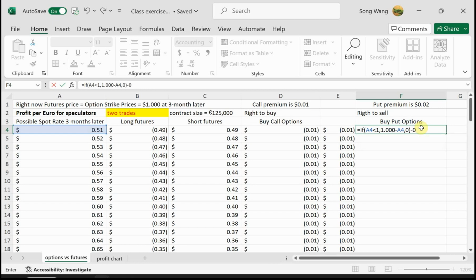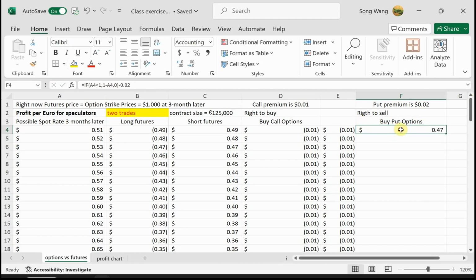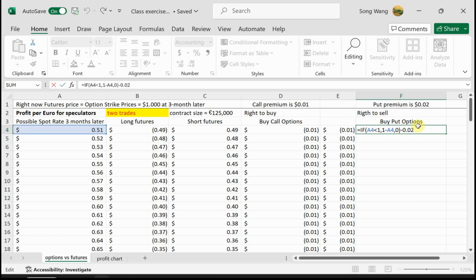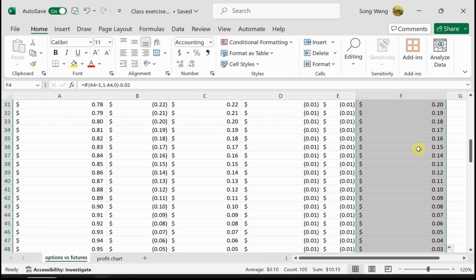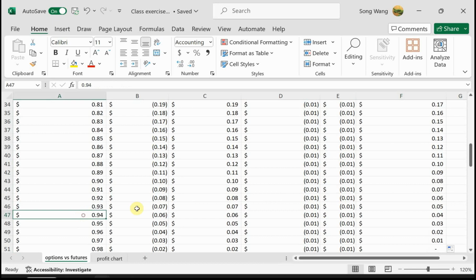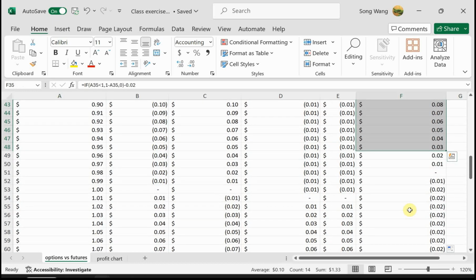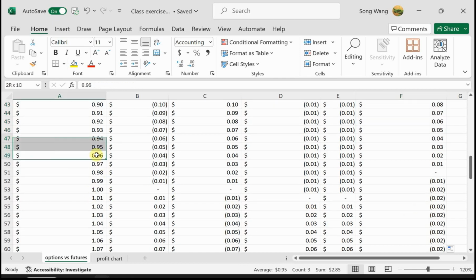No matter what, you always have to pay the premium. And in this case, the put premium is 2 cents per euro. So right here, you are actually making some money. And you can also drag it down. You will see, as long as the spot rate is below $1, you are making profit by having a put option, because you can sell at $1 at a fixed rate and simultaneously buy at a lower rate from the spot market for immediate transactions. So 2 trades will give you profit.